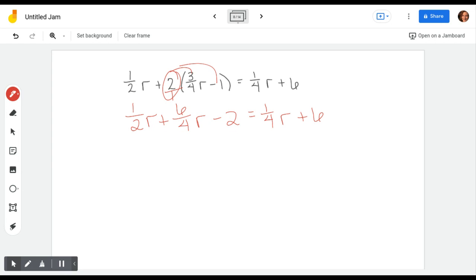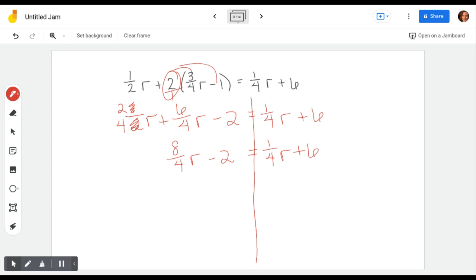Okay, so on the left, this one does look messy. So I'm going to help myself out by separating it. On the left, I can put those r's together. 1/2 is the same thing as 2/4. So I'm just going to mark that out and rename that as 2/4. 2/4 plus 6/4 is 8/4 r minus 2. I don't want to get too lost in what I'm doing, so I'm going to go ahead and rewrite all this. That way I don't miss something later.